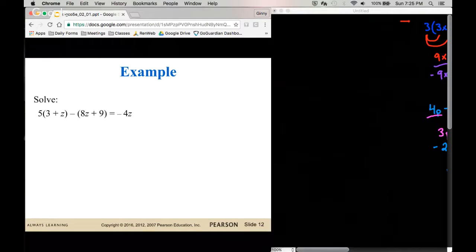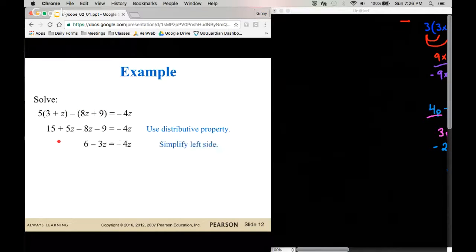All right, same deal with this one. The slide's going to walk you through. So you have 5 times 3 plus z equals minus an 8z plus 9 equals negative 4z. First thing you're going to do is distribute, right? So you distribute this 5 through and you distribute this negative through. So you get a negative 8z and a negative 9.